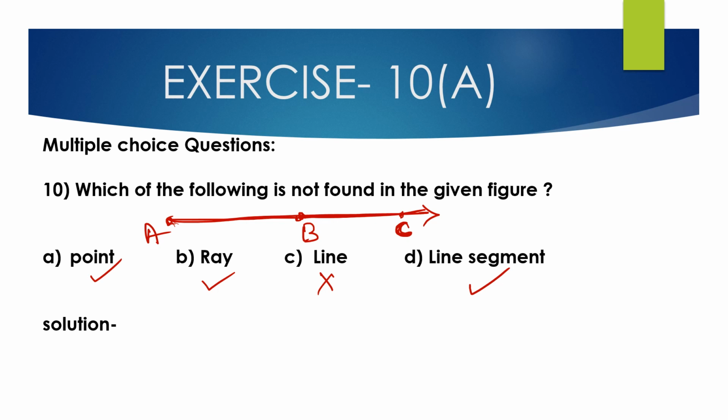Line segments are also found in the given figure, but the line is not found in the given figure. So option C. Option C, that is, line is not found in the given figure. Option C is correct.